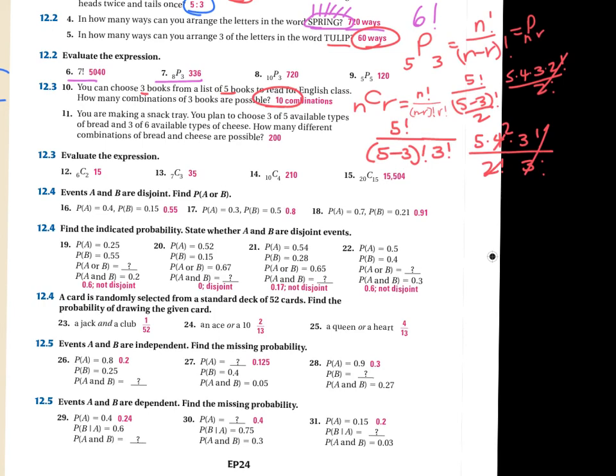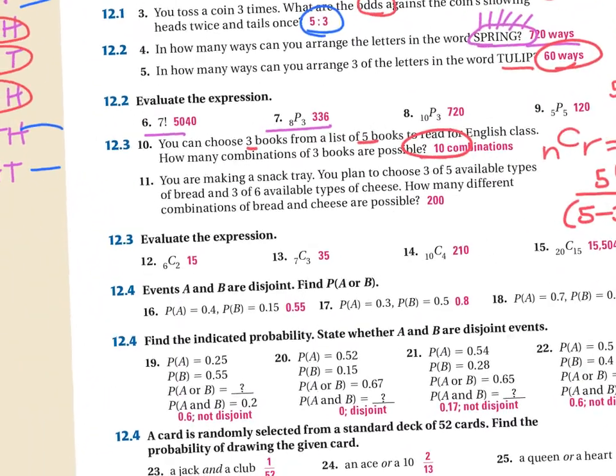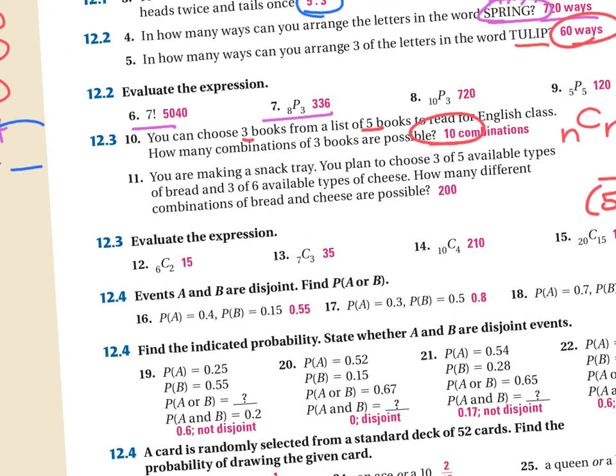Making a snack tray, you choose 3 of the 5 available breads and 3 of the 6 available types of cheese. How many different combinations of bread and cheese are possible? So you can figure this out separately. How many different types of 3 out of the 5 is what we just figured out, which is 10.